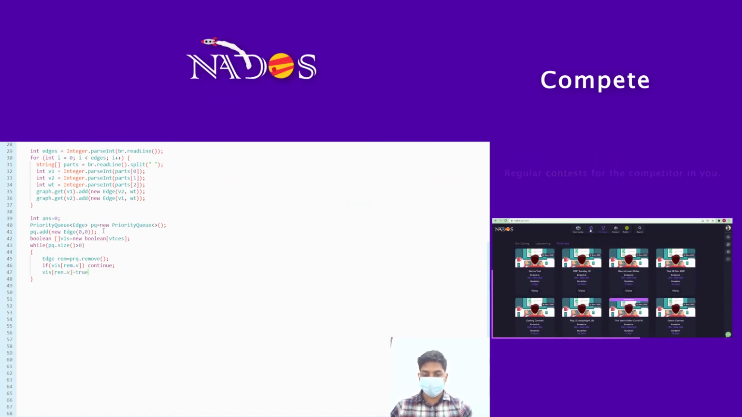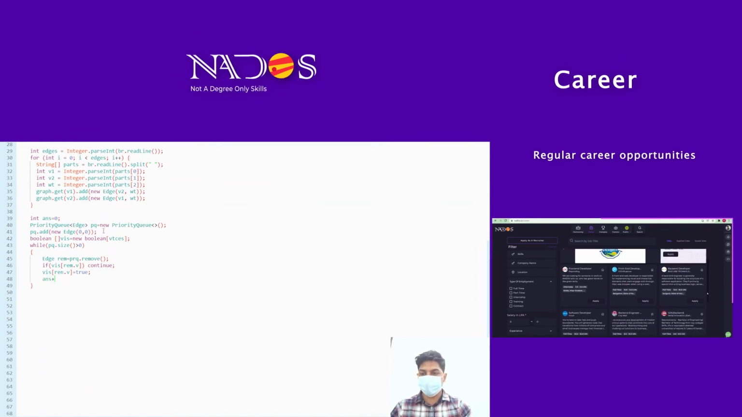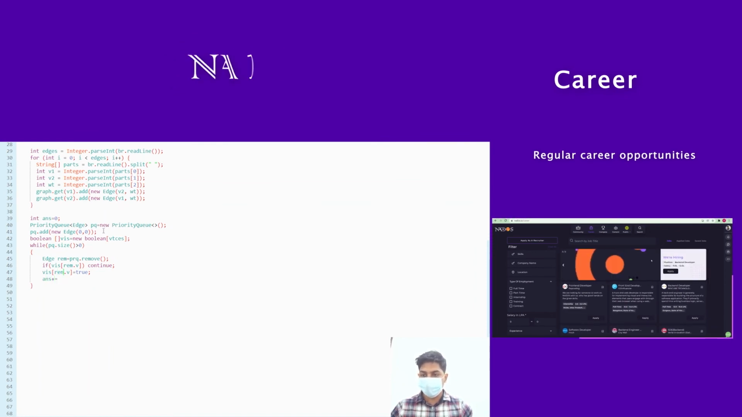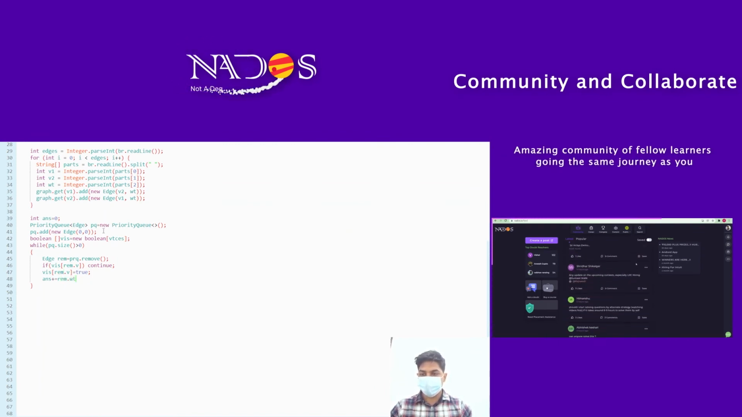Otherwise, we will mark this node as visited. We'll add it into the cost. We will add the cost in our answer variable. So answer plus equals removed element dot weight.